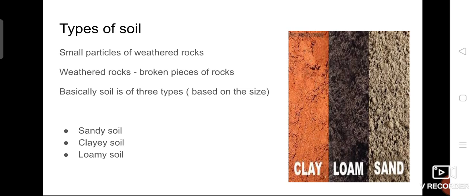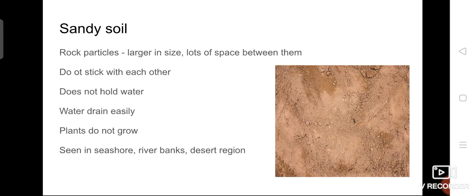So you can compare the sandy soil and clay soil. Sandy soil particles are large, clay soil particles are small. Sandy soil has a lot of space. Clay soil, no air space. Sandy soil particles do not stick to each other, but in clay soil, soil particles stick together. Sandy soil does not hold water. Clay soil holds more water. Sandy soil has a very good drainage system, but clay soil has very little drainage. The only similarity is plants do not grow in both sandy and clay soil.